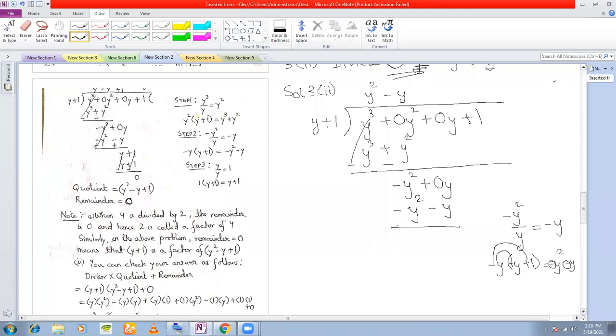Sir, we will always choose the biggest one. The number which has the biggest power. You will start from the variable which has the highest power. Okay, sir.